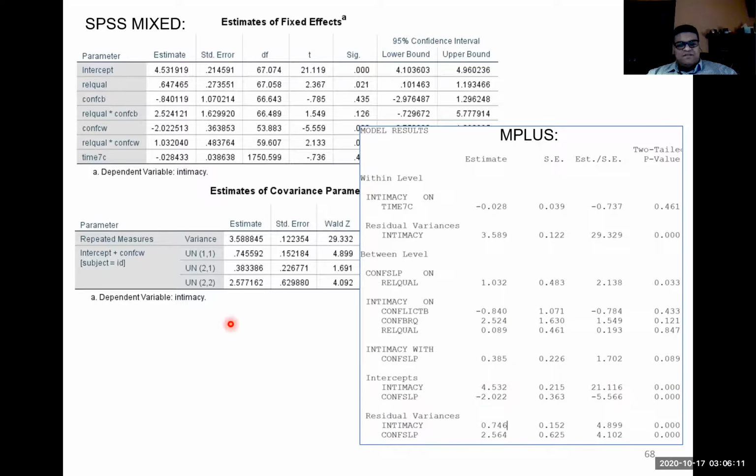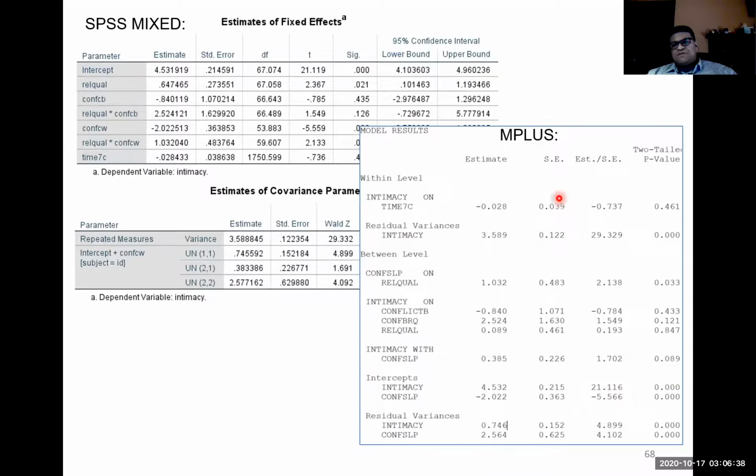Where you may see some slight differences would be in the between person random effects, but even those are very closely estimated. They're very similar in their estimation. The within person variance is usually very, very similar, and they are the same within rounding. So we're getting the same results here.